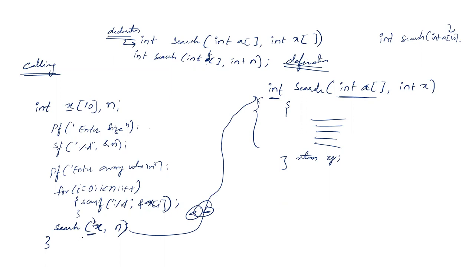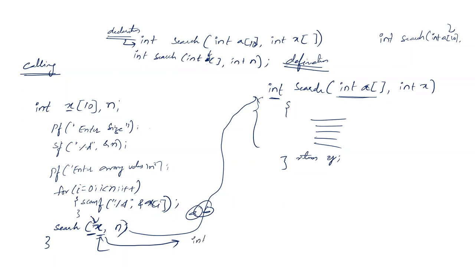I can pass an array with size and without size. If you pass with size, the size should be saved in the definition also, whatever size you save. And remember, there is no need to mention any size. If in the declaration you say the size is 10, there is no need to tell any size here. Just pass the name of the array. That's it. What is the name of the array here? I've discussed it.